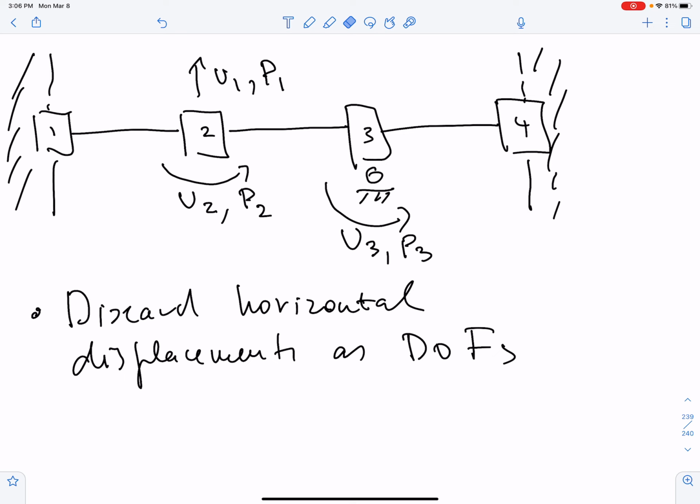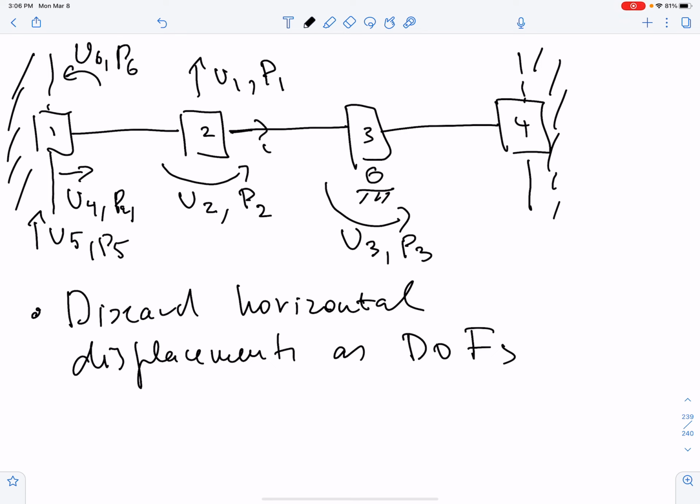Okay, so let's label the rest. You get U4, P4. Again, as I said, we're going to discard the horizontal displacement degrees of freedom from the 3 degrees of freedom, and we're just going to put them in the prescribed DOF vector. So this becomes U4, P4. The horizontal forces become U5, P5, and the moments become U6, P6 here. Then U7, P7.